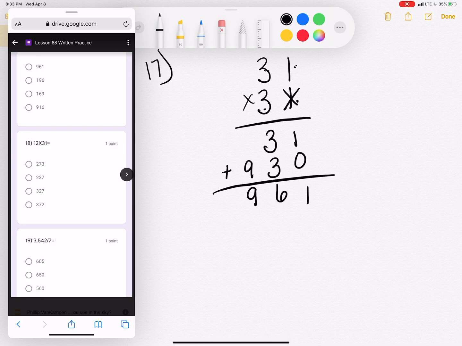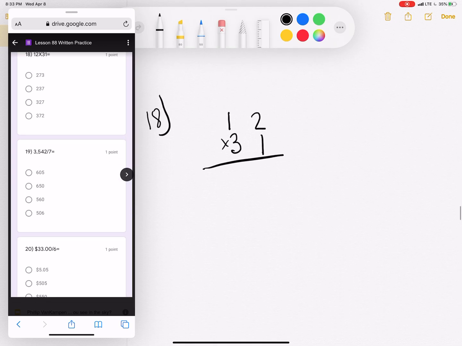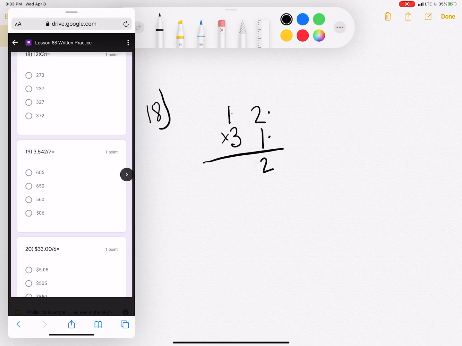961 is 31 times 31. 18. 2 times 1 is 2. 1 times 1 is 1. Mark out, add a 0. 3 times 2 is 6. 3 times 1 is 3. Add. 2 plus 0 is 2. 1 plus 6 is 7. 3 plus nothing is 3. 372.